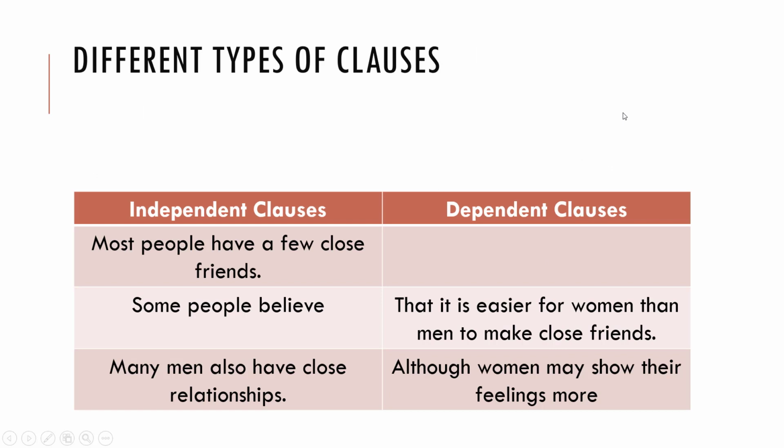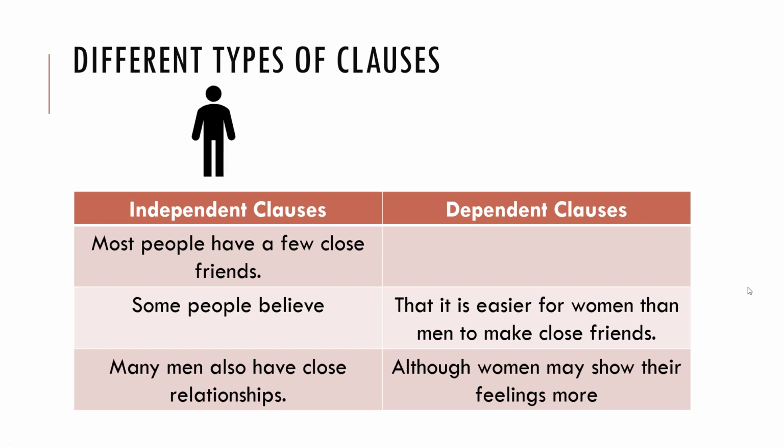Now, there are different types of clauses. The two main general types of clauses are independent and dependent. So if we look at these independent clauses, most people have a few close friends, some people believe, many men also have close relationships. Then over here we have some dependent clauses, that it is easier for women than men to make close friends, although women may share their feelings more.